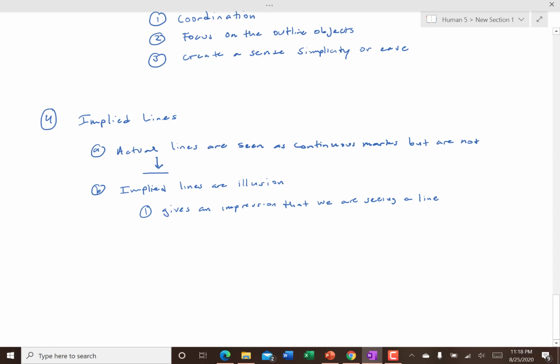But technically, it's not a continuous line, right? And sometimes it's not even a line, so that we're seeing a line that is continuous.